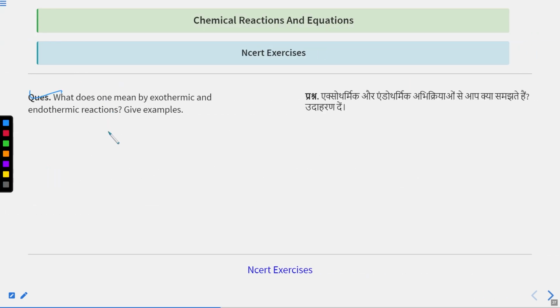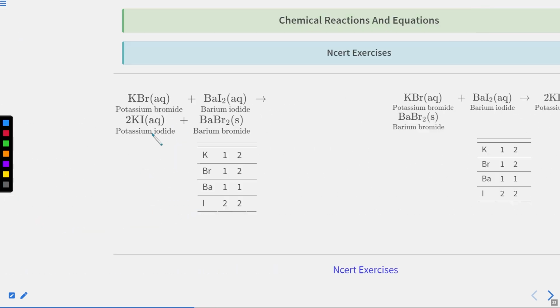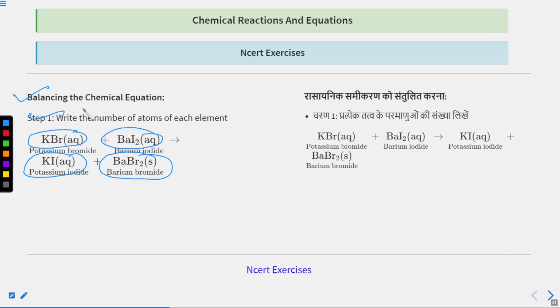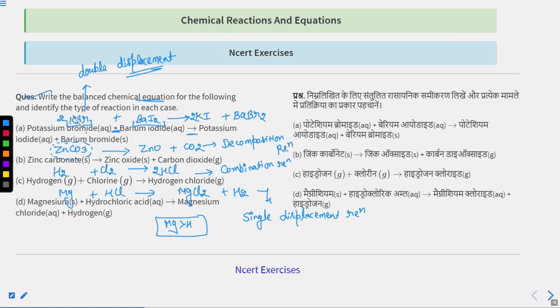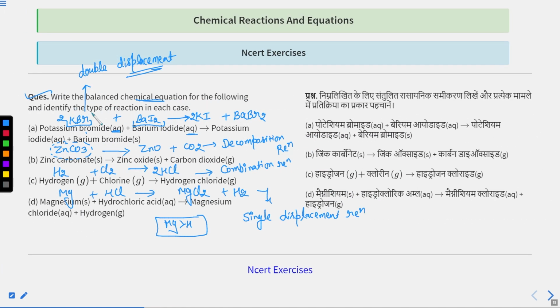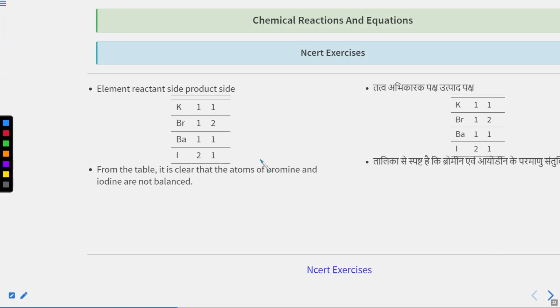Let's move to the next. What does one mean by exothermic and endothermic reaction? Give an example. The question was asking to write the balanced chemical equation for the following and identify the type of reaction in each case. I have solved the first one, and I told the answers of each part. You can see which one is double displacement, which one is decomposition, which one is combination, which one is single displacement. How can you balance any unbalanced chemical equation? Follow all these steps.